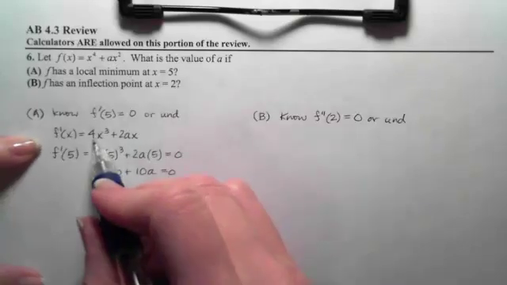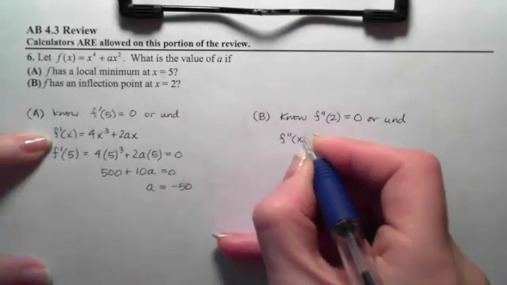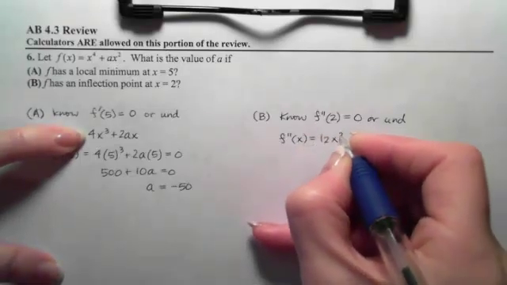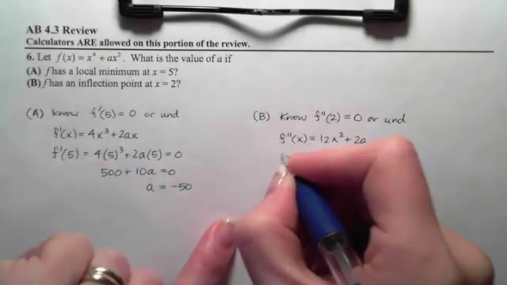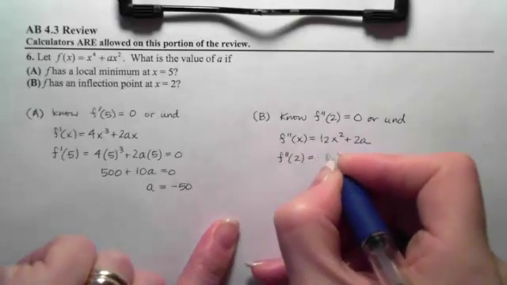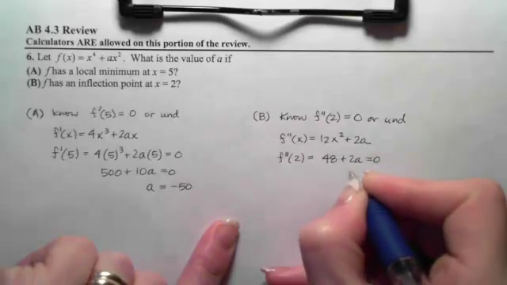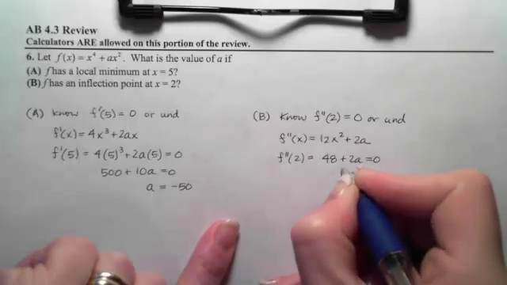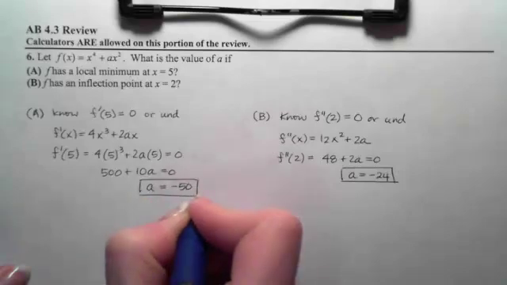So I already have the first derivative here that I took in part A, so I can take the second derivative by looking at that one, and I'll get a 12x squared plus a 2a. So now we know that if I plug in a 2, that'd be a 12 times a 4 is a 48 plus a 2a. I should get a 0. So that means my a would be a negative 24. And we're done.